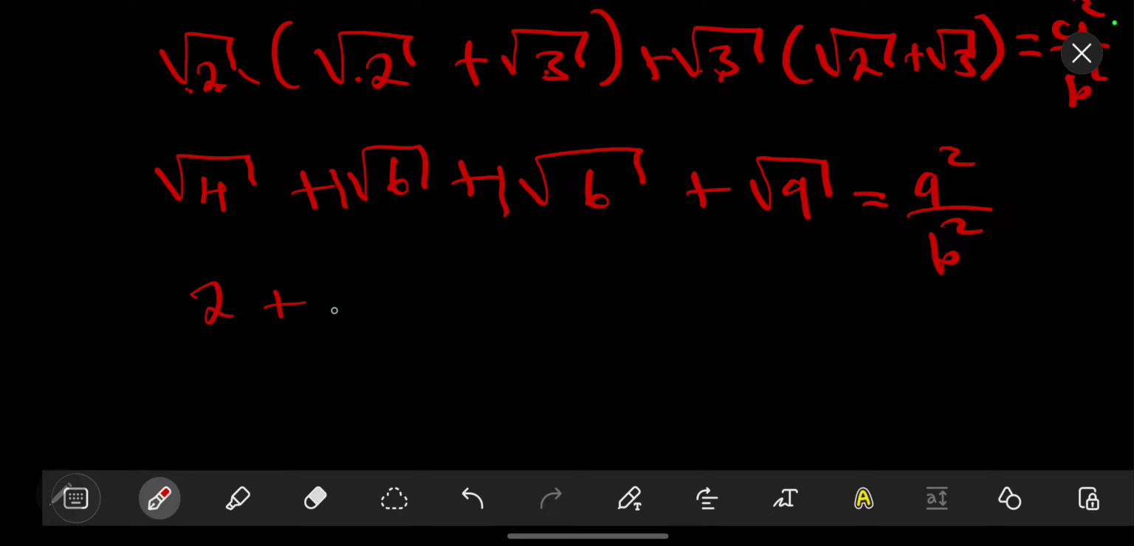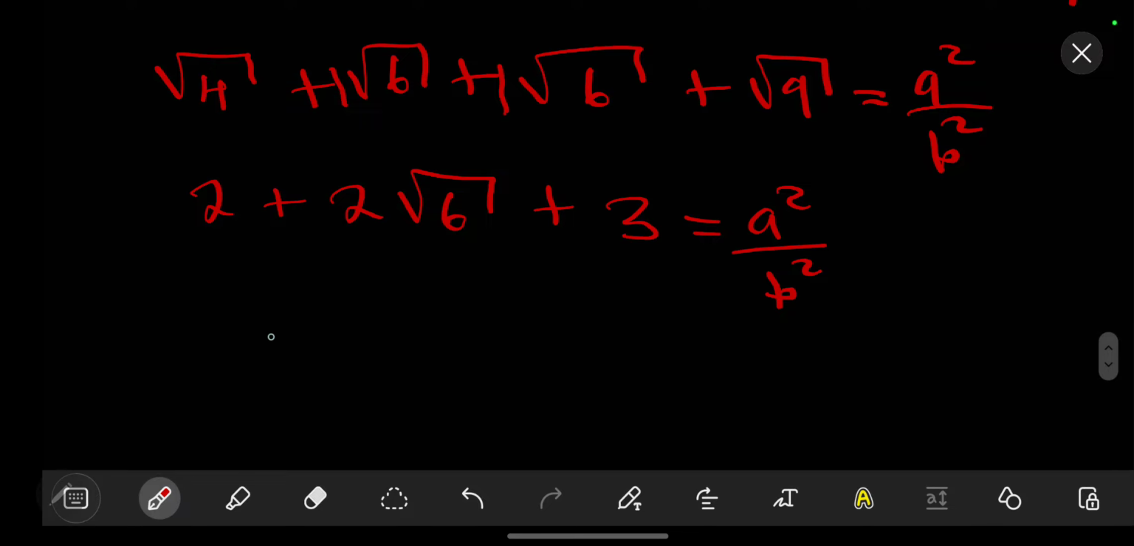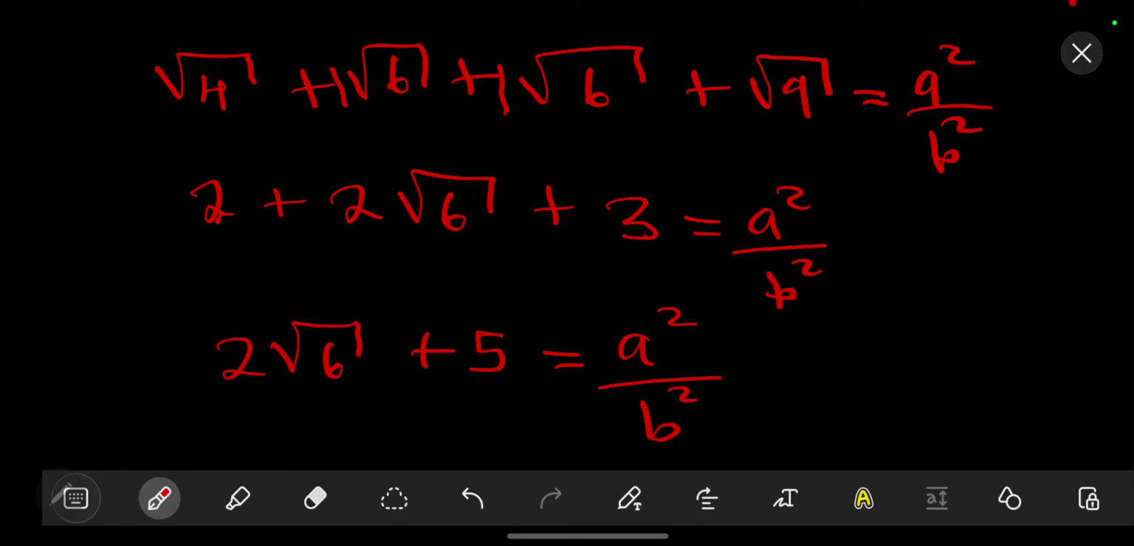So we have 1 plus 1 to give us 2 square root of 6. Then we have plus our square root of 9, which gives us 3, which should be equal to a squared over b squared. So after doing that, we can say this will be 2 square root of 6, then 2 plus 3 will be plus 5. 2 plus 3 is 5, which should be equal to a squared over b squared.